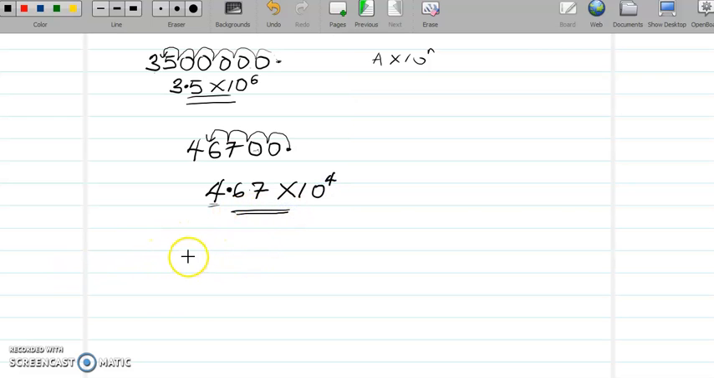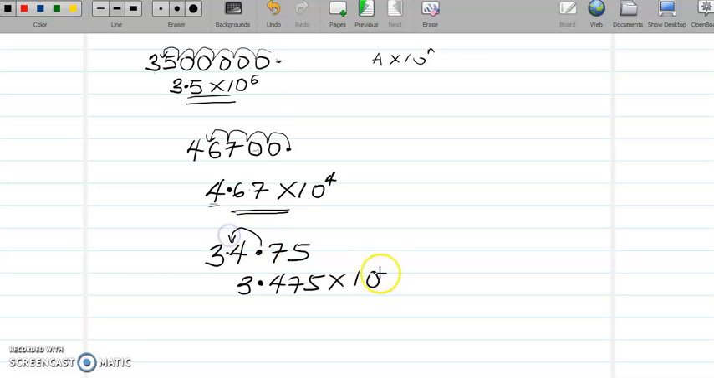Okay, one more example. If I have 34.75 and we are asked to write this to a standard form, this will be what? I will shift the number to be what? 3. My point to be here, because it should be a number between 1 to 10. I have this to be 3475 times 10. You see, I only move what? One place. So we have raised to power 1. So that is what we have.